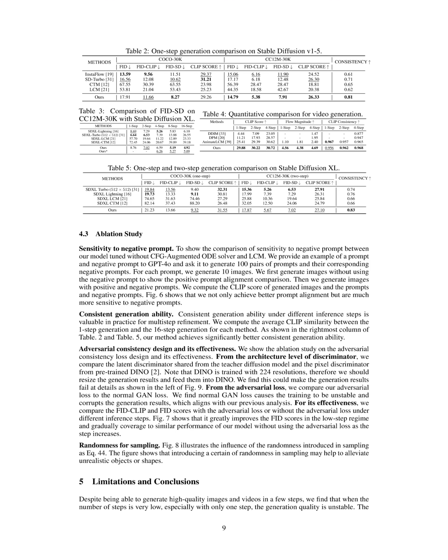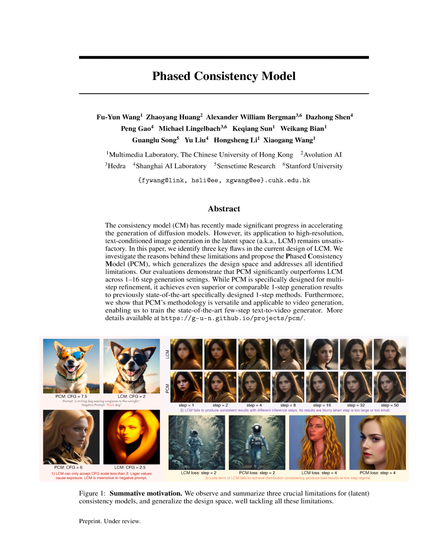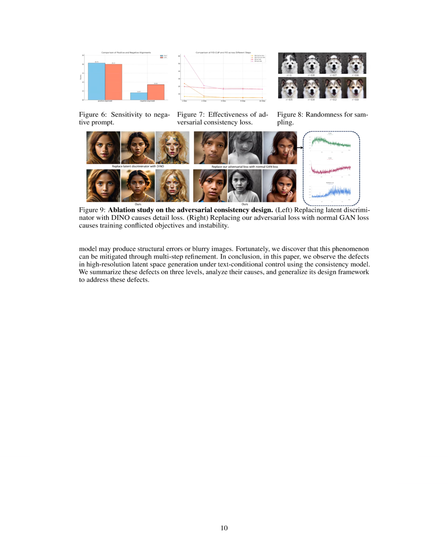9. Sensitivity to negative prompts. The model's sensitivity to negative prompts may vary, affecting the ability to generate diverse and accurate results based on different input prompts. 10. Sampling randomness. While introducing randomness in sampling can help alleviate unrealistic objects or shapes, it may also introduce variability that could impact the consistency and quality of generated samples.